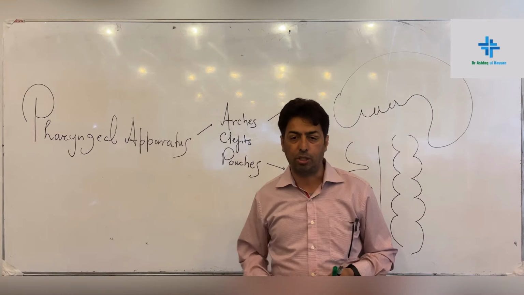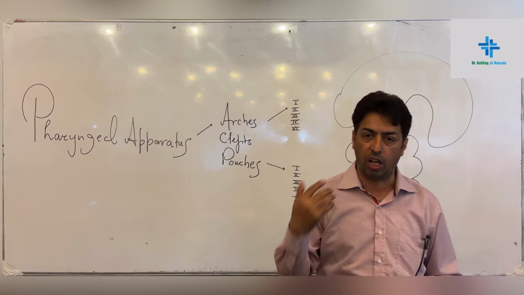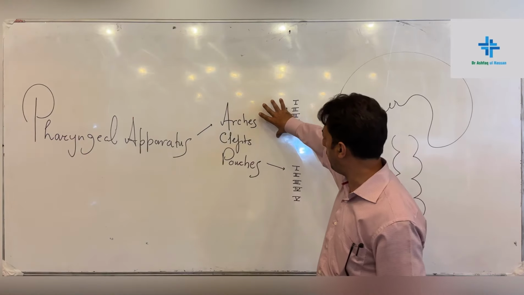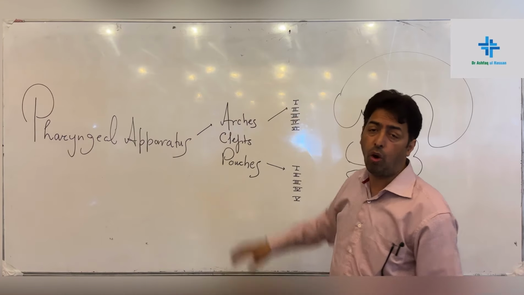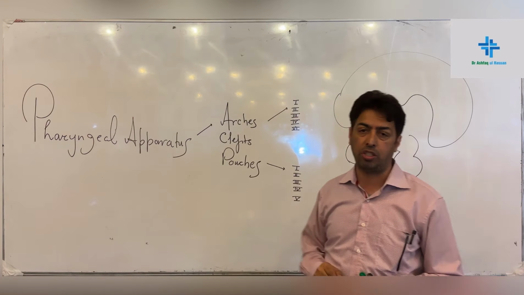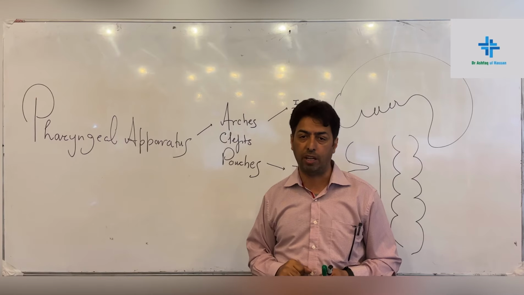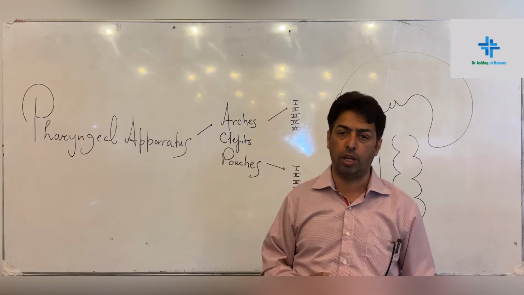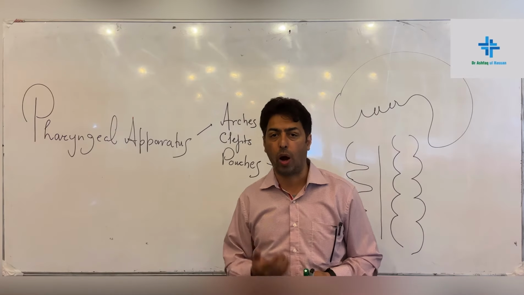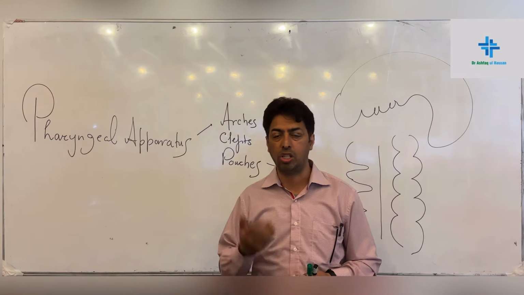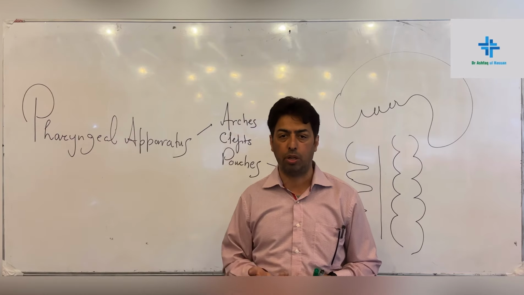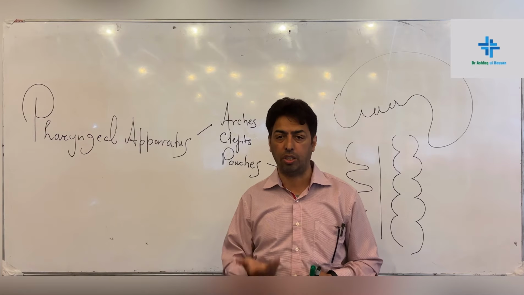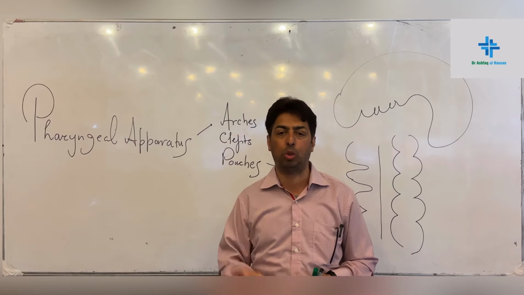Now, first of all, taking the pharyngeal arches without touching the ectodermal and the endodermal component, we focus our strategy on the pharyngeal arches. So pharyngeal arches, as I was mentioning to you, are 5 in number. Each pharyngeal arch has 4 components: number 1 is the cartilaginous or the skeletal component, the second is the nervous component, the third is the arterial component, and the fourth is the muscular component.